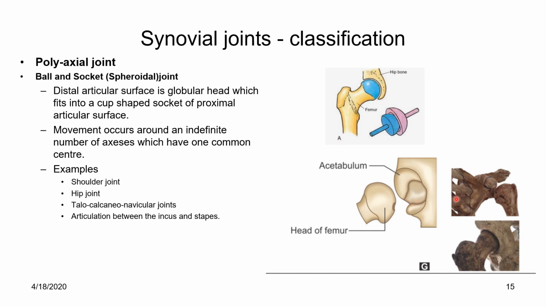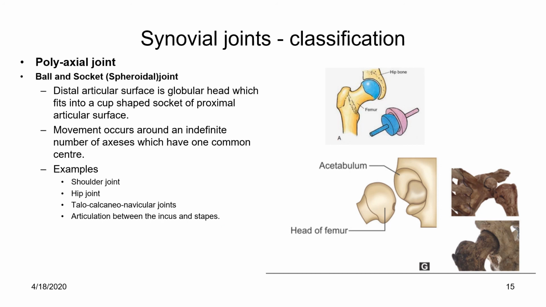The examples for the ball and socket joint are between the head of femur and acetabulum, the hip joint which you are seeing. This is the hip joint. And then the other one is the shoulder joint. The other examples are the talocalcaneonavicular joint, and the articulation between the incus and stapes of ear ossicles is also a ball and socket type of joint.